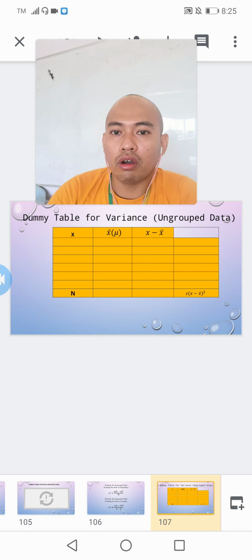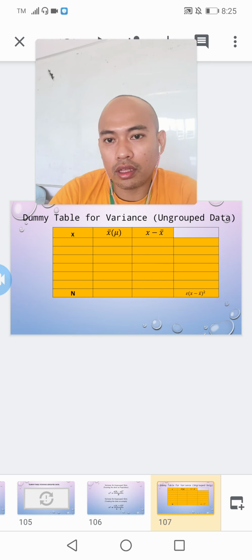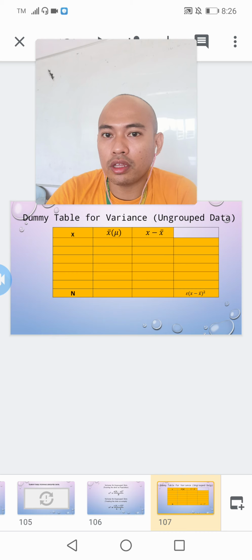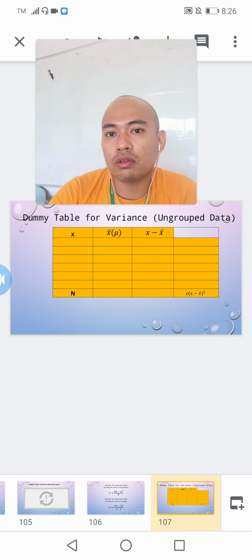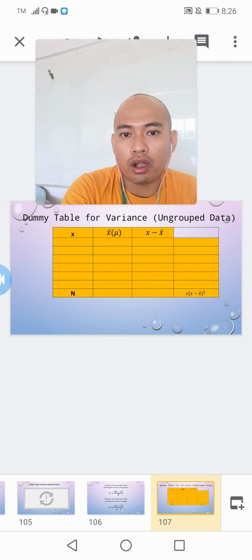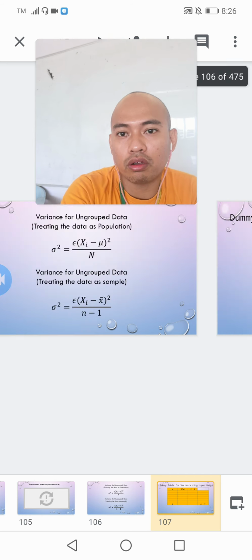Then for the third column, we will now subtract x and the mean. That is given by x minus x bar, treating the data as sample, or x minus mu, treating the data as population. After subtracting, we need to get the square. That will be for the fourth column.